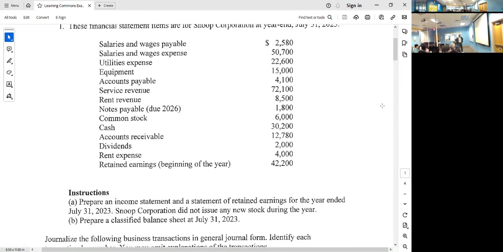So if we're looking at this, what accounts are we gonna pick out of here to go in that income statement? Salary and wages expense. Utilities expense, definitely. Service revenue, yes. Rent revenue, yes, and rent expense. That sounds about right. So let's see what it looks like.